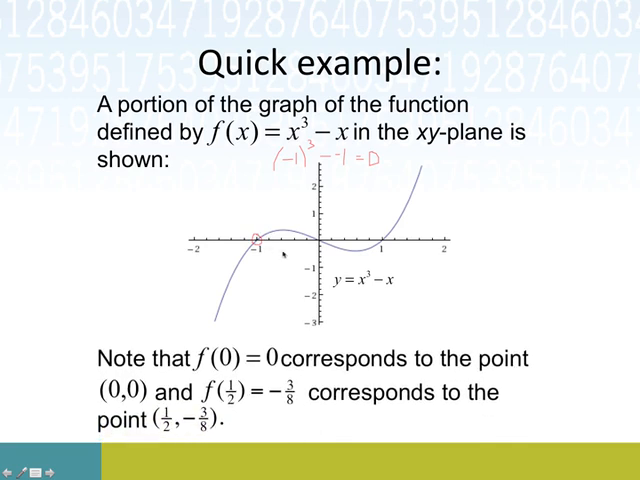A couple of other points. So this graph does pass through the origin. That's not required of any particular graph, but f of 0 actually is 0, so we do pass right through that special point there in the middle.